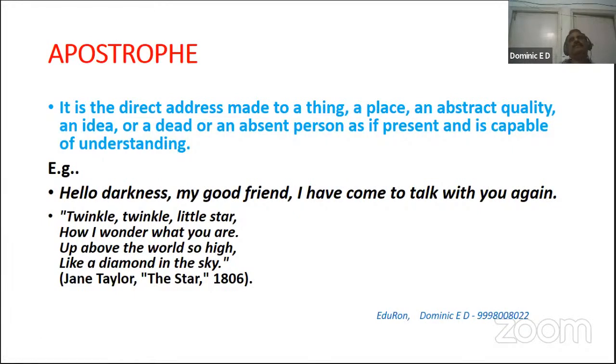Next one is apostrophe. Apostrophe, just understand, it's a direct address made to a thing, a place, an abstract quality, an idea, or a dead or an absent person, as if present and capable of understanding. Meaning, suppose somebody is absent, and then you are addressing them as though the person is present. So abstract notions, absent persons, dead persons, a place or thing, or an abstract quality.